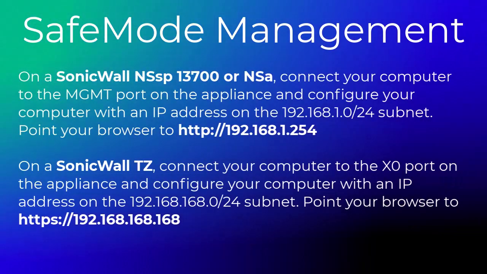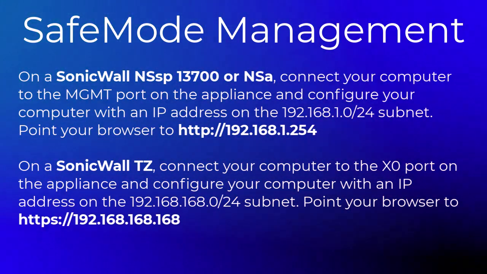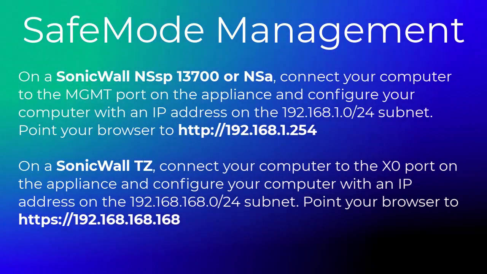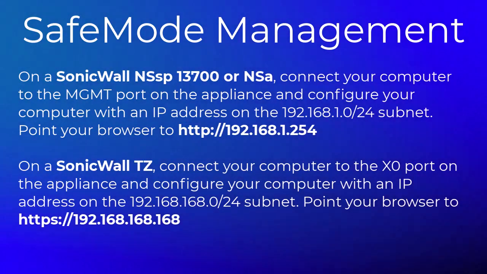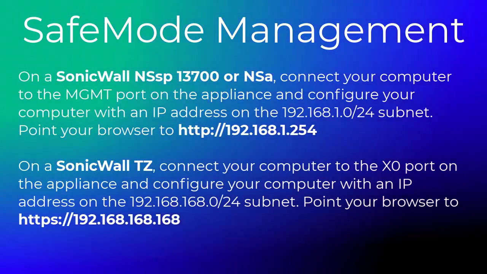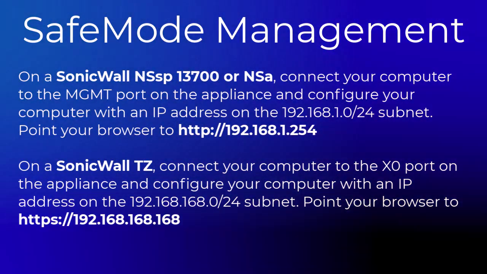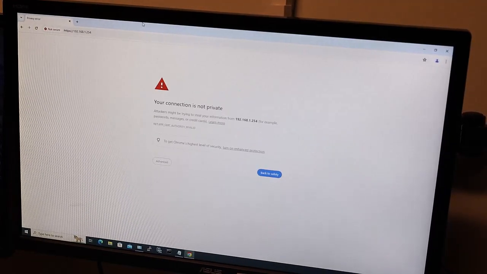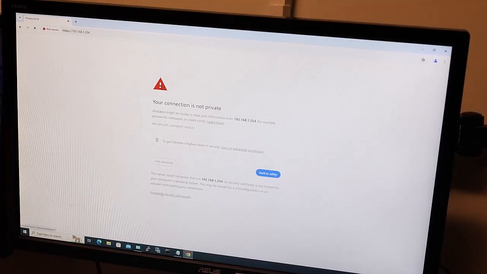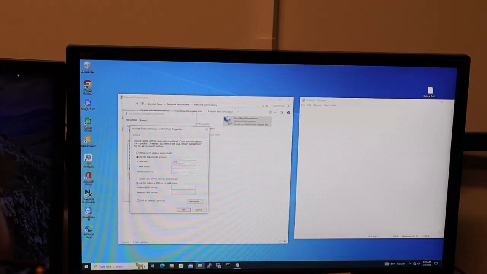Now to access the Safe Mode management interface on a SonicWall NSsp 13700 or NSa, you're going to point your browser to http://192.168.1.254. And on a SonicWall TZ, point your browser to https://192.168.168.168. Remember to change your NIC configuration in order to be able to reach those IPs.